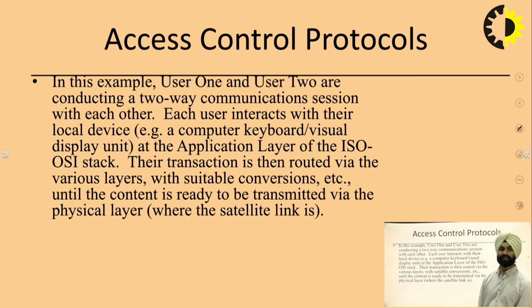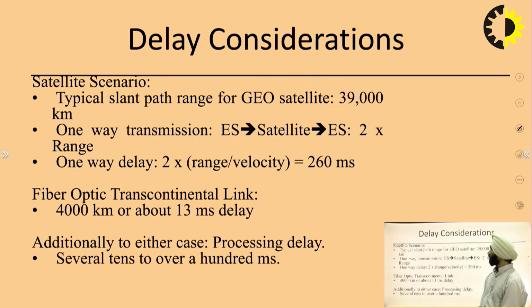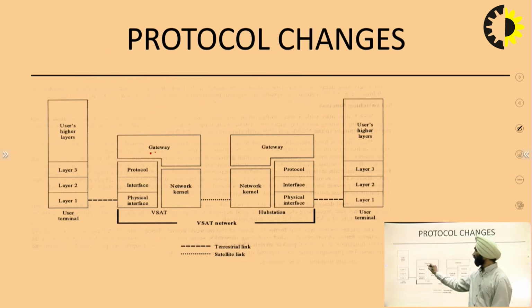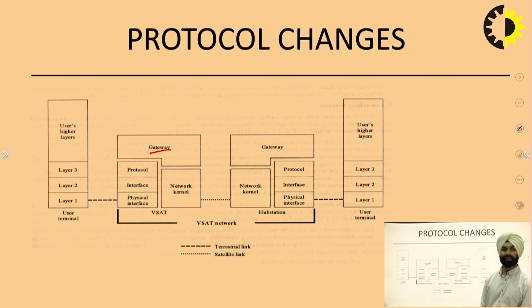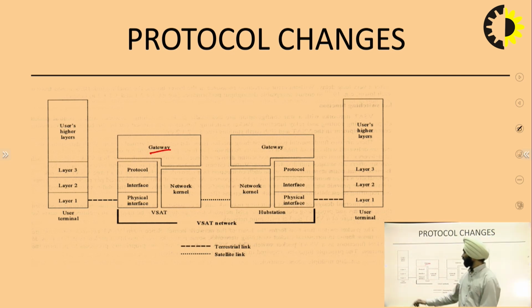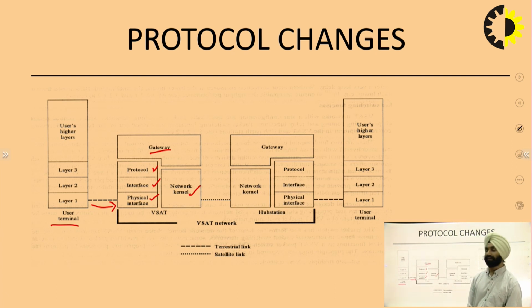But for satellite communication, we have one problem, which is the delay. To mitigate that delay, OSI has incorporated this gateway. So inside a user which is using the TCP model or OSI model, when this user transmits a signal to the VSAT, VSATs communicate in two parts. One is the physical layer interface and protocol layer. Then the network layer kernel is connected through this gateway. So this gateway is using this VSAT.